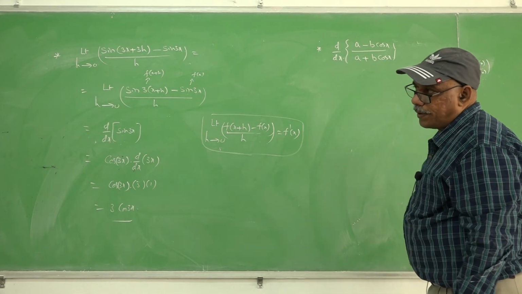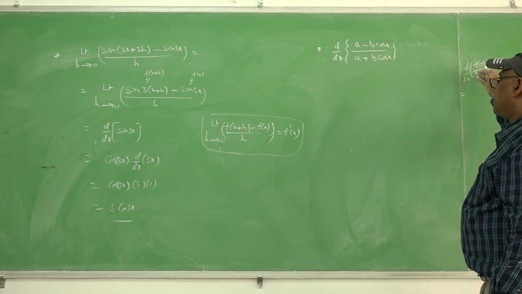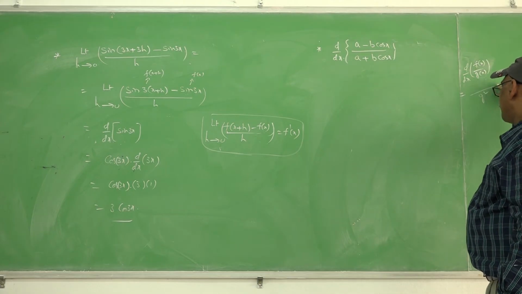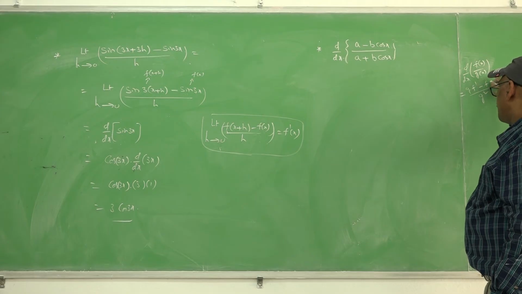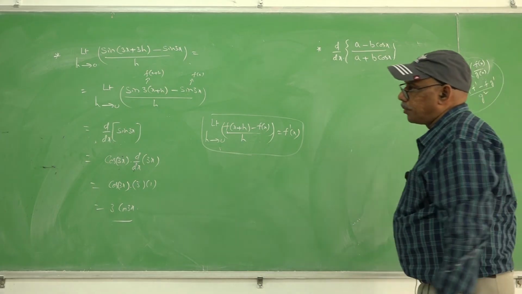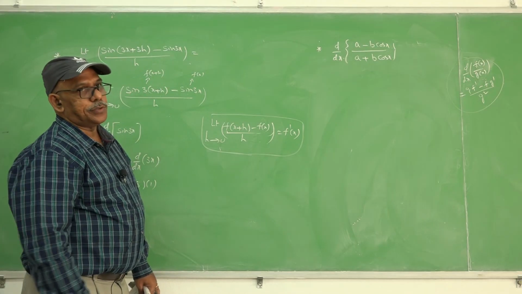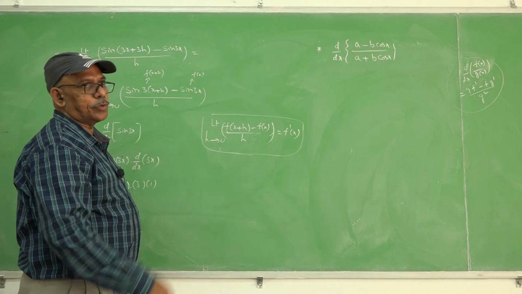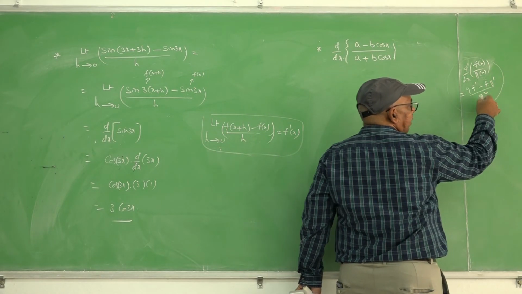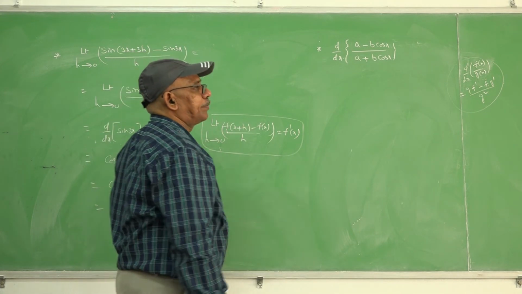or u by v, where u and v are functions of x. The derivative of a rational function of the form u by v is given by the quotient rule: the derivative of f by g is g into f dash minus f into g dash, that is, the denominator into the derivative of the numerator minus the numerator into the derivative of the denominator, by denominator square.